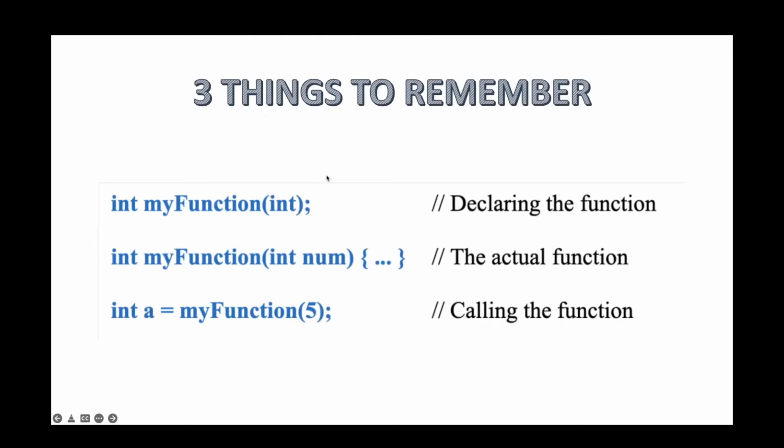Three things to remember. You gotta declare the function, you gotta use the actual function, and then you call the function. One thing I gotta note here: is declaring the function a requirement? It is good programming to do so. If the function is typed prior to where it's being called from, you don't have to declare it. Because main can be anywhere in the program, there's no rule on that in C++.